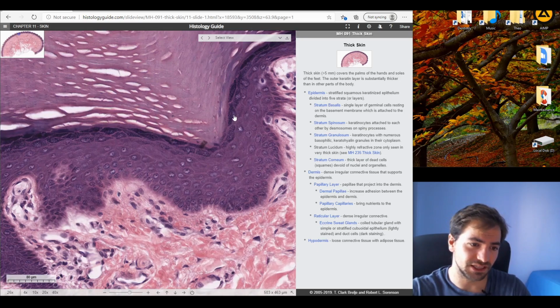Next, we're going to easily identify the granular cell. This is the stratum granulosum because of this granular appearance. Again, here we have the production of these two granules, the keratohyalin and the lamellar, exactly right here.